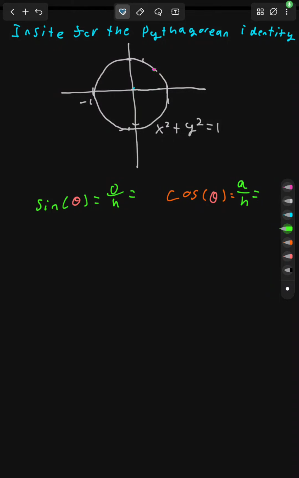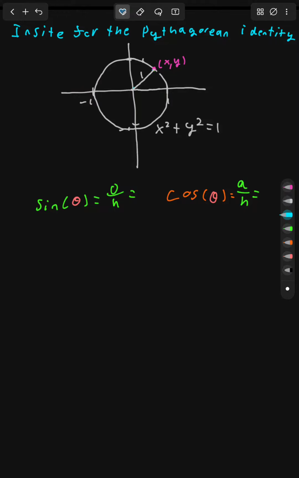Some insight for the Pythagorean identity. So we are going to say that there is a point along a unit circle, which is a circle with radius 1, that is known as (x, y). So it will have an x value of x, and then a y value of y. We can then draw in a radius for the circle. This radius will have a length of 1.